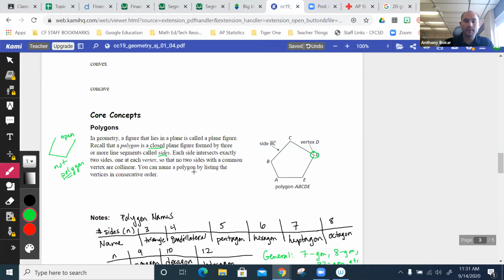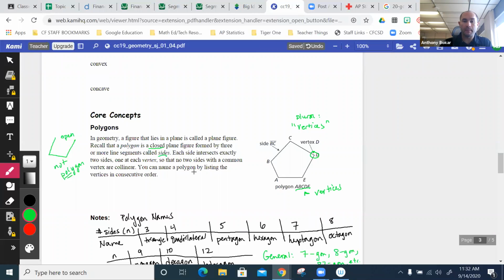The plural of vertex is vertices. Okay, plural, vertices, V-E-R-T-I-C-E-S. That's the plural form. And this is like a polygon, right? This polygon, you name the polygon based on its vertices, generally in the order that they go around that polygon.